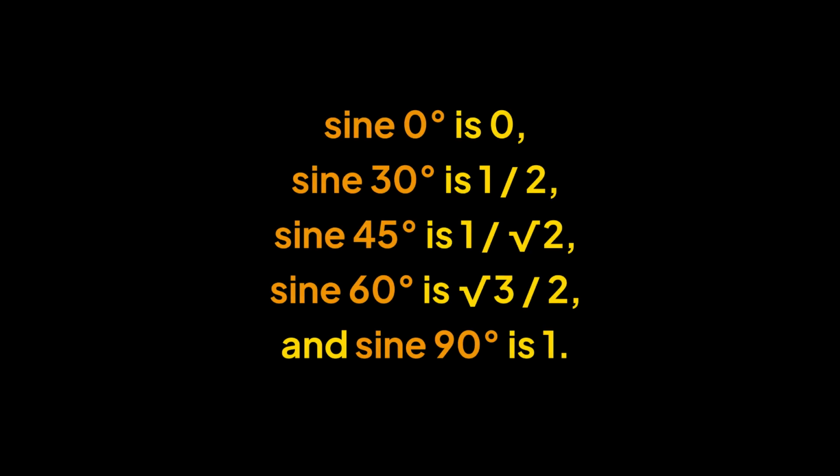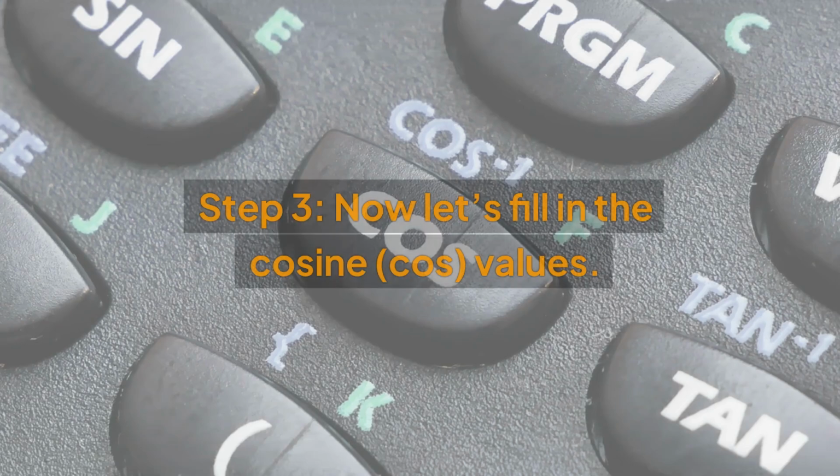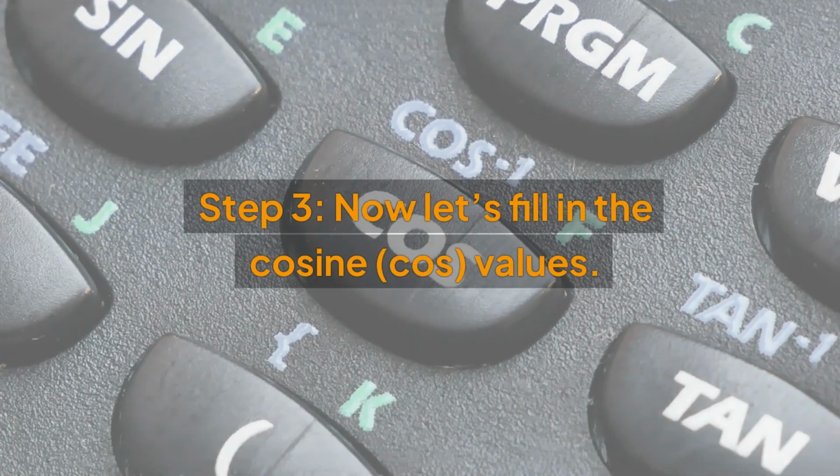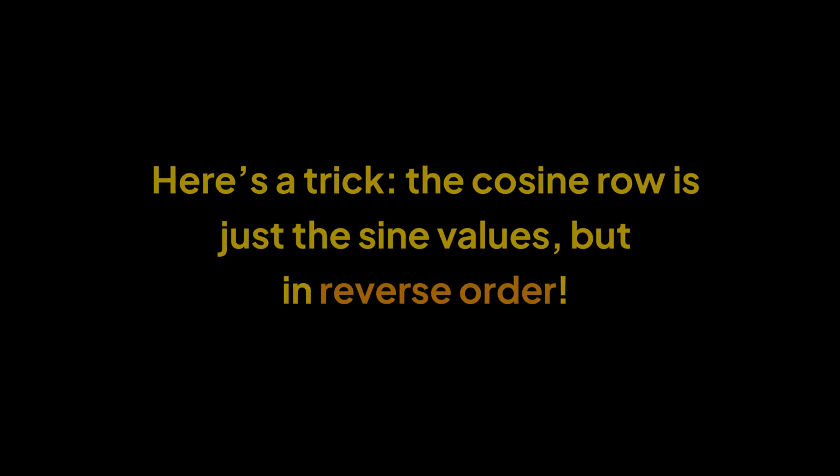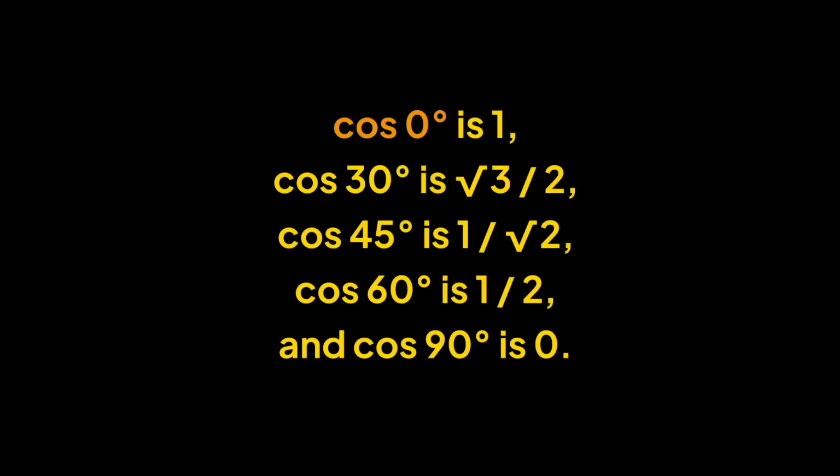Sine 0 degrees is 0, sine 30 degrees is 1 by 2, sine 45 degrees is 1 by square root 2, sine 60 degrees is square root 3 by 2, and sine 90 degrees is 1. Step 3. Now let's fill in the cosine, cos, values. Here's a trick. The cosine row is just the sine values, but in reverse order. Cos 0 degrees is 1, cos 30 degrees is square root 3 by 2, cos 45 degrees is 1 by square root 2, cos 60 degrees is 1 by 2, and cos 90 degrees is 0.